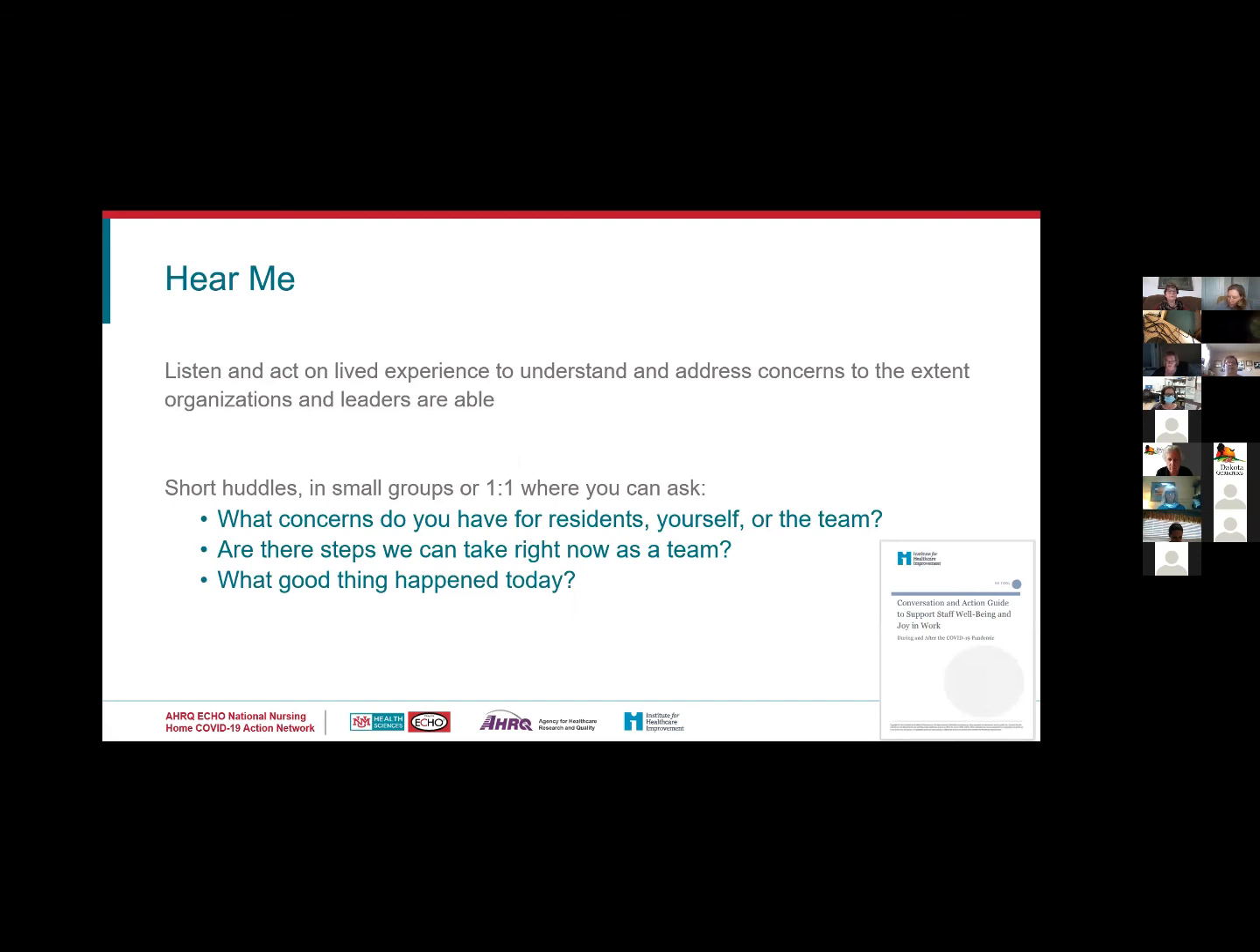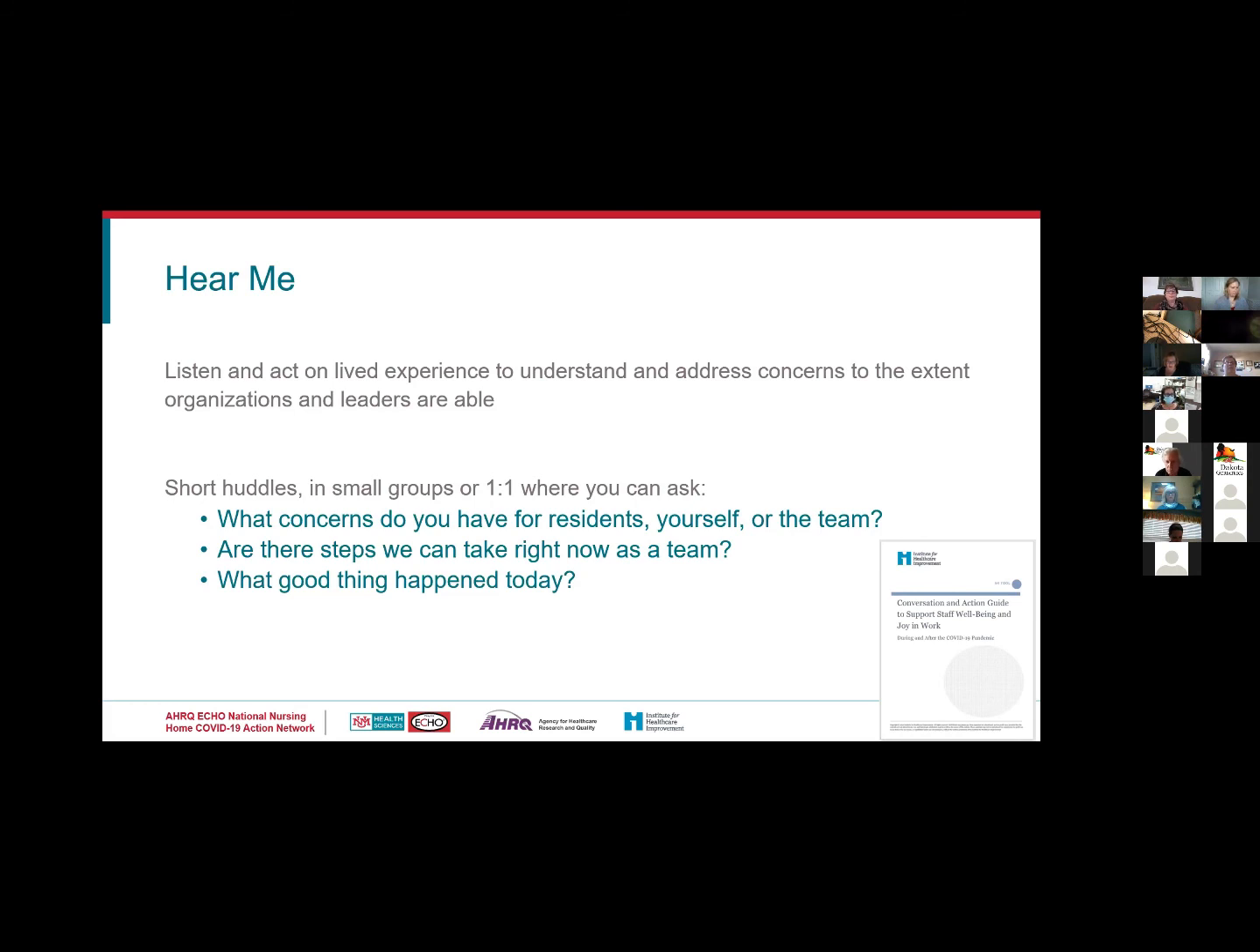And so, as I mentioned, we're supposed to be sending out this tool. There's a screenshot of it there: Conversations and Action Guide to Support Staff Wellbeing and Joy in Work During and After the COVID-19 Pandemic. And we do have a small amount of homework for you, just take a look at that first pillar, Hear me. When you get this tool, look on page 4, that's just the Hear me area. That tool provides actionable ideas to test in these conversations, and it also provides some do's and don'ts to help enhance the feeling of safety and sustain joy in work.